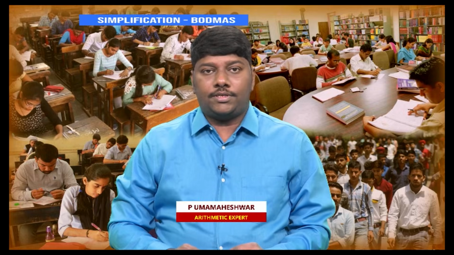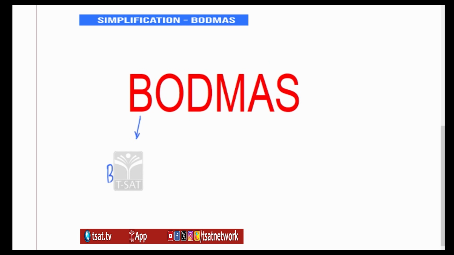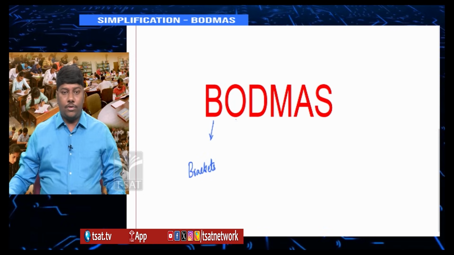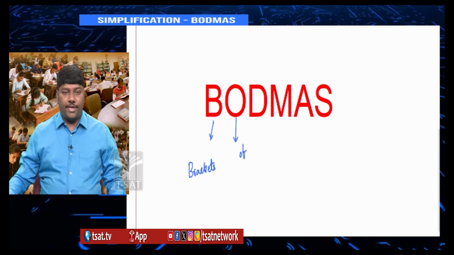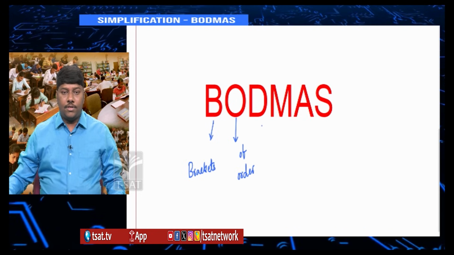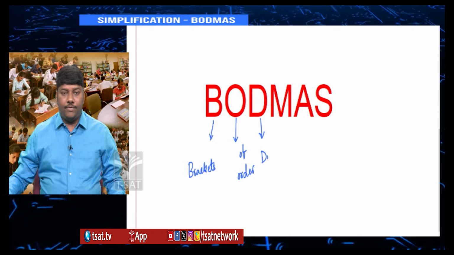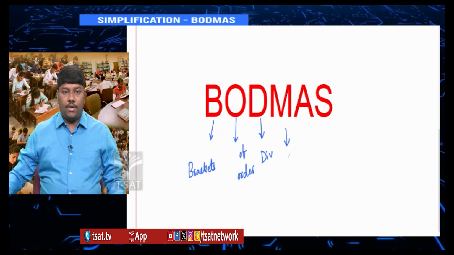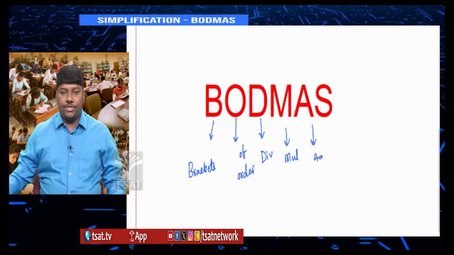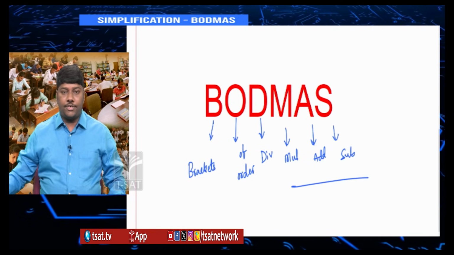Hello viewers, today we are going to discuss simplifications. In that we are first going to discuss BODMAS. So BODMAS: B stands for brackets, O stands for of or else order, D stands for division, M for multiplication, A for addition, S for subtraction.